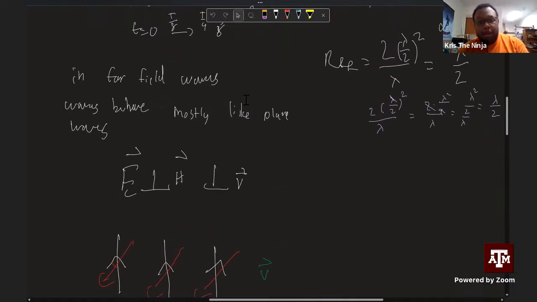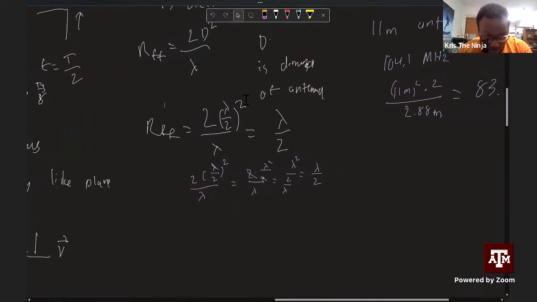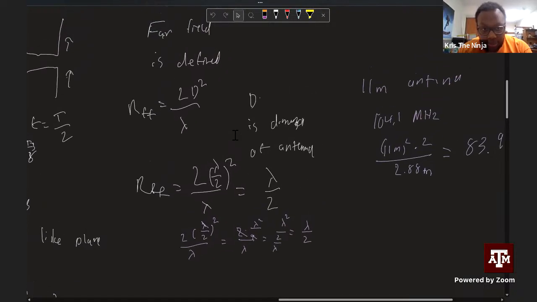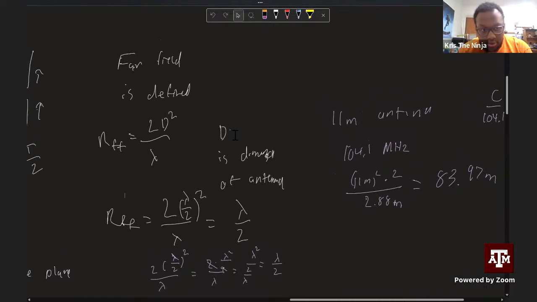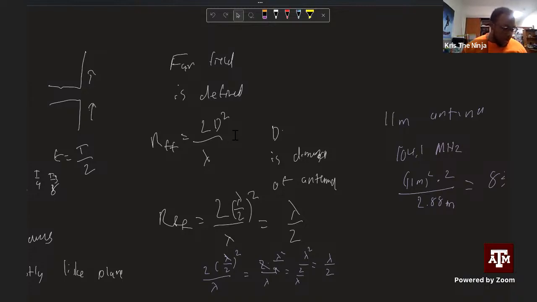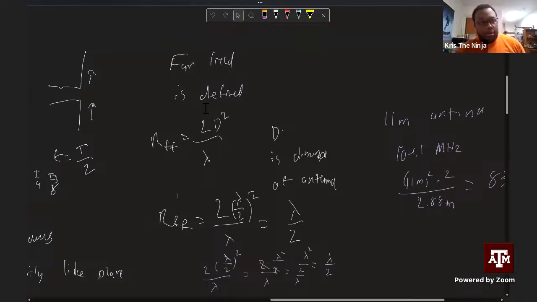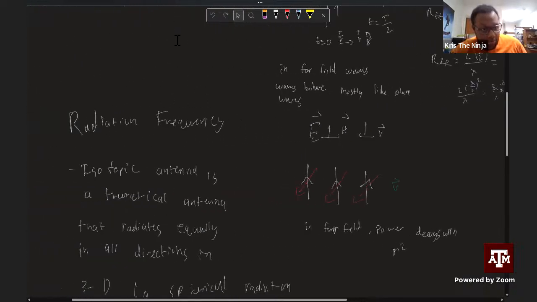But in far field, waves behave mostly like plane waves. I'm going to assume that these are two different things, because I get two very, very different values. I'll collaborate with my group mates later and ensure the correct formula, because I want to make sure we got the right stuff. That's good. So that's how we do that problem.